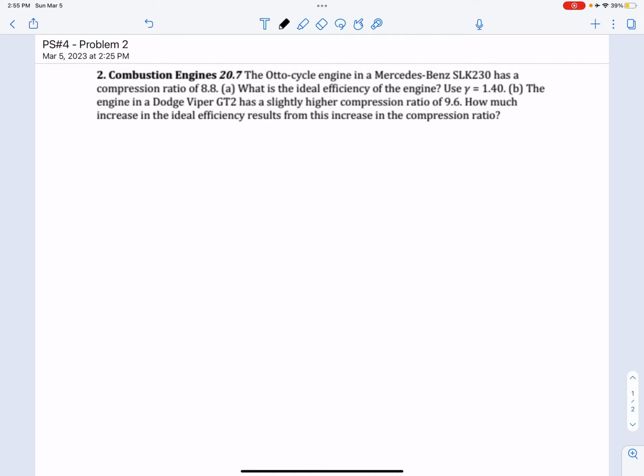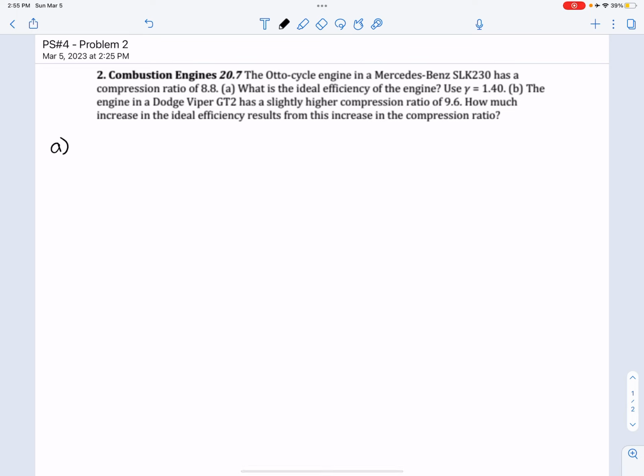For part B, the engine in the Dodge Viper GT2 has a slightly higher compression ratio of 9.6. How much increase in the ideal efficiency results from this increase in the compression ratio? Okay, let's start with part A.